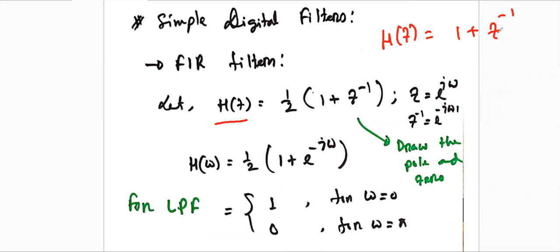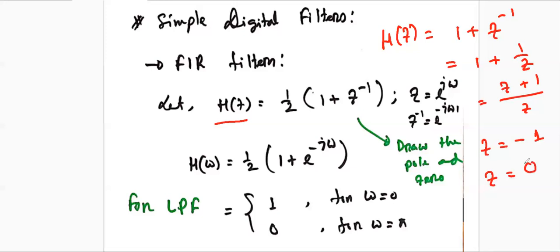We know what z is. From here, we can write 1 plus 1 divided by z, so we can write (z plus 1) divided by z. So from this equation, we can find the pole locations and the zero locations. What is the zero location? The zero location is z equals minus 1. And what is the pole location? z equals 0.